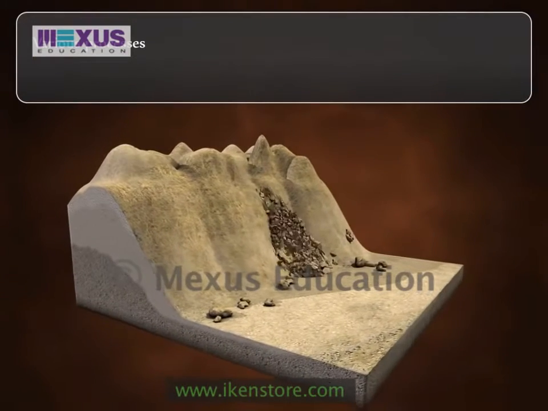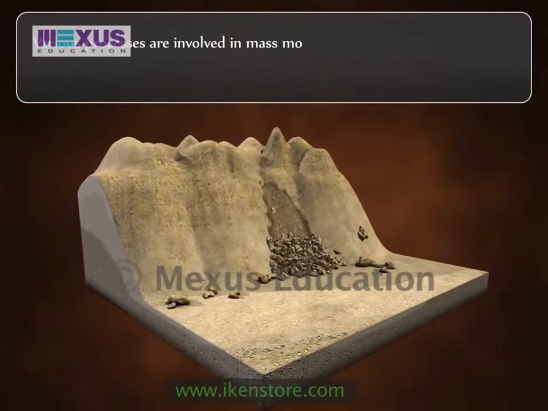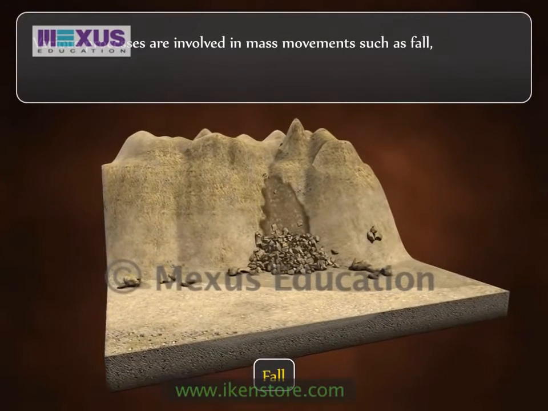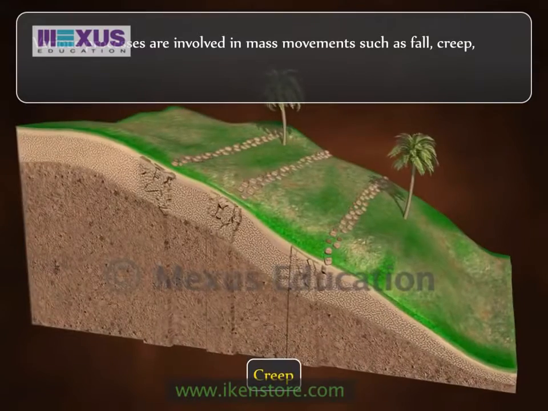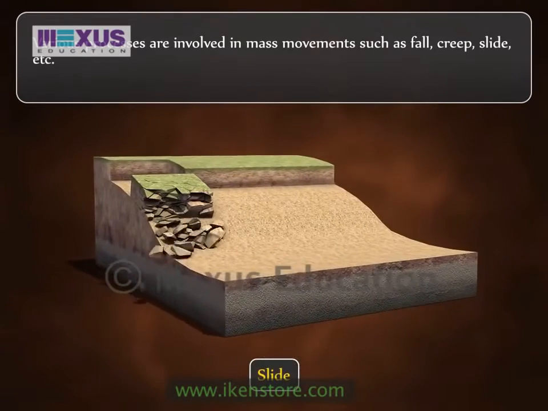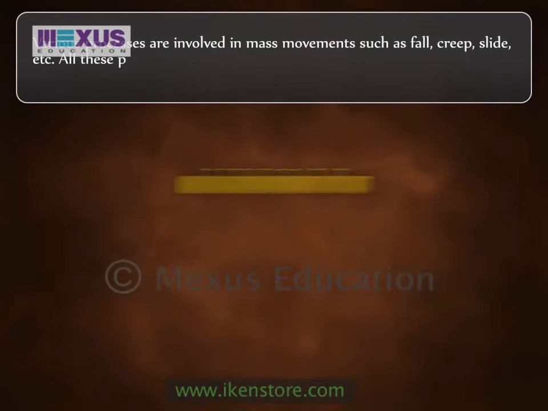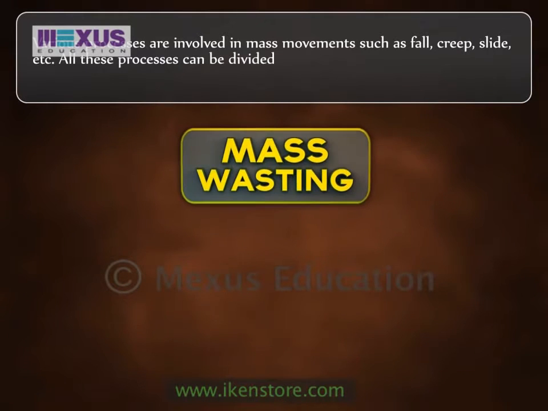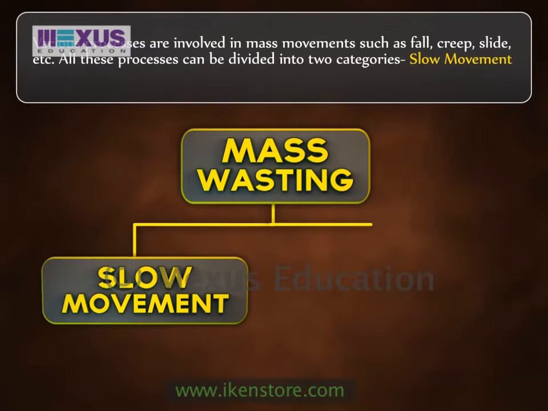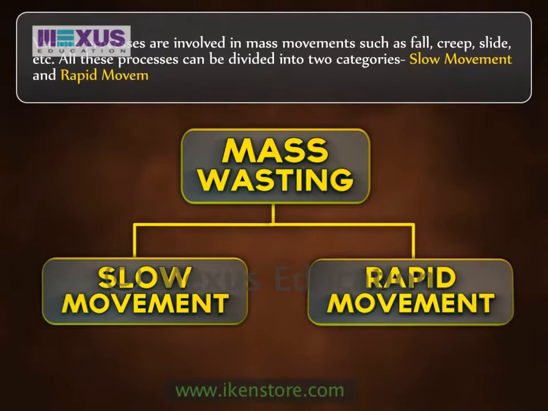Various processes are involved in mass movements, such as fall, creep, slide, etc. All these processes can be divided into two categories: slow movement and rapid movement.